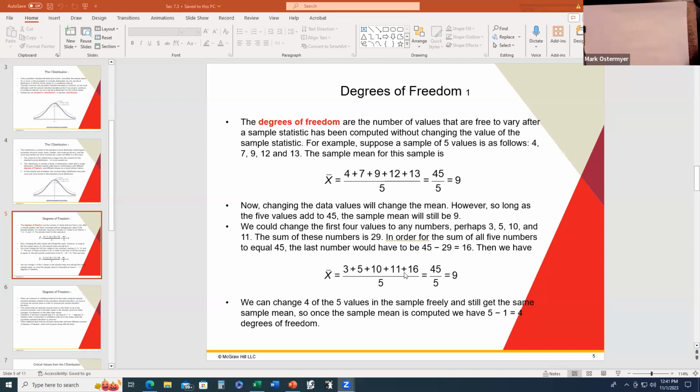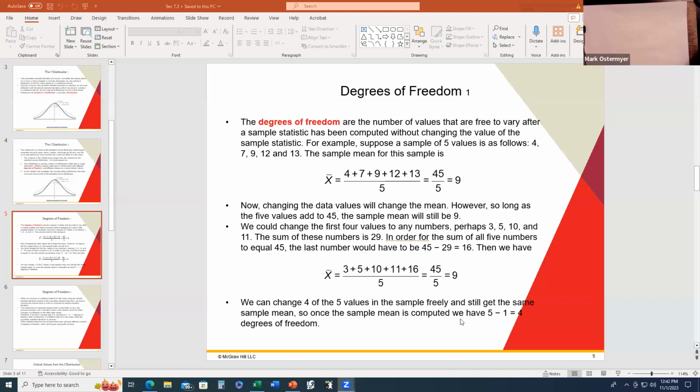Now, we only have 4 degrees of freedom, so only 4 of our observations are free to take on any numeric value. But once you assign the numeric values to the first 4 data values, then the last observation, the 5th observation, is not free to take on any value. It must take on a value specifically in tune with the fact that the sum of these 5 observations has to always be 45 for this particular example, so the mean will not change.